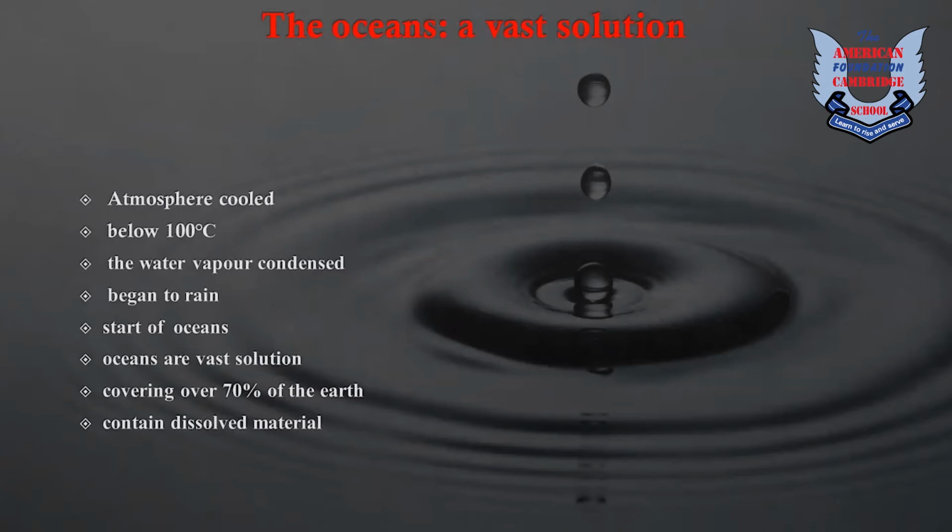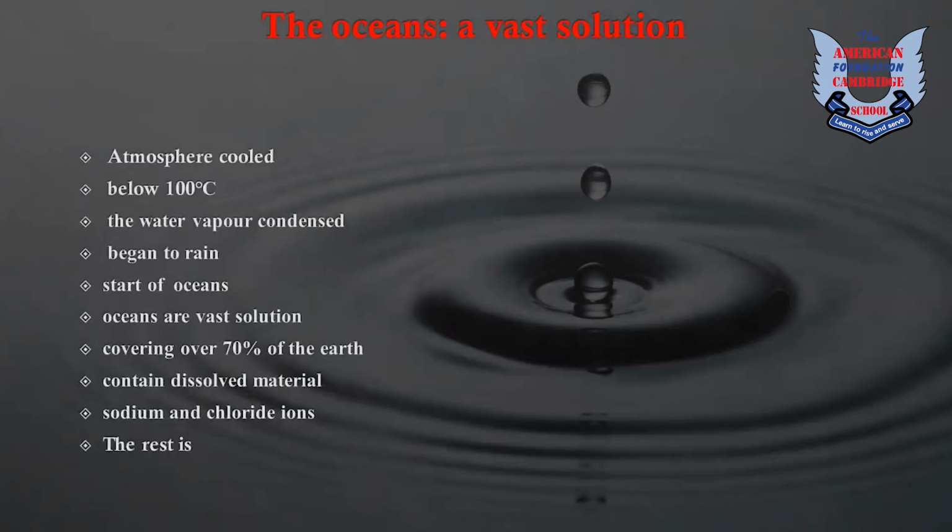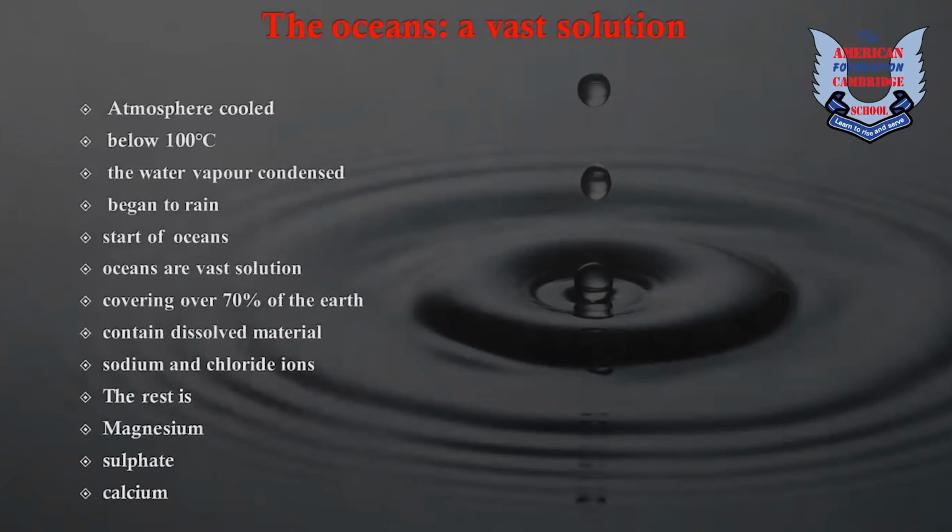They probably contain every known element. About 85% of the dissolved materials in our ocean are sodium chloride ions, which is why the seawater tastes salty, because it contains salts. The rest is mainly magnesium, sulfate, calcium, and potassium ions.